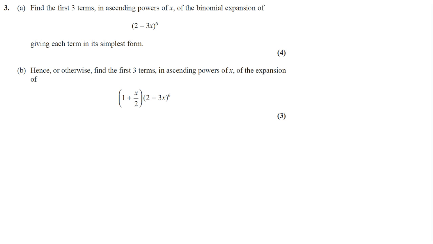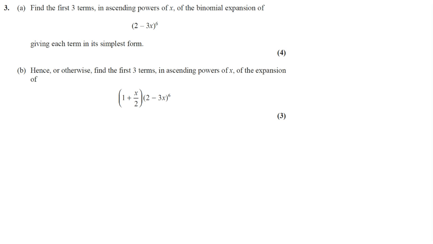Think of your constant term as x to the power of 0, and then you can see how it's going in ascending powers of x. So you need to make yourself familiar with the binomial expansion formula, which can be found in the formulae booklet. You'll get given that in your exam.